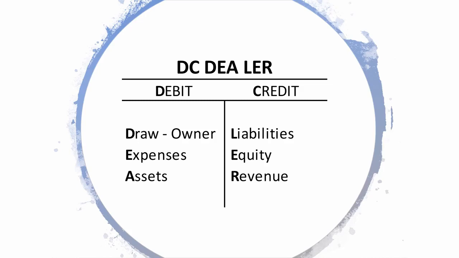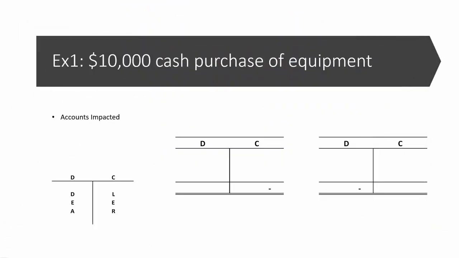Let's move on to some practical examples. In this example, we had a $10,000 cash purchase of equipment. To record this, we need to identify the accounts impacted, the amount, and then reference the accounting equation or DC Dealer to determine how to record this.